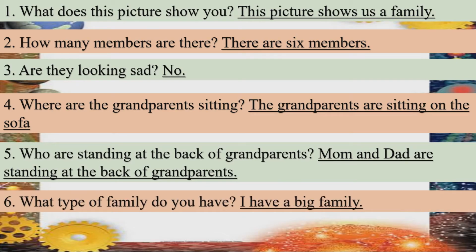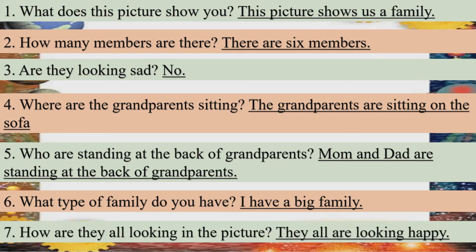Students, sixth, I had asked, what type of family do you have? That means what kind of family do you have? Now, my family is big, so I wrote, I have a big family. Similarly, you had to write big, small or joint family according to your family members. Seventh is, how are they all looking in the picture? So the answer will be, they all are looking happy.